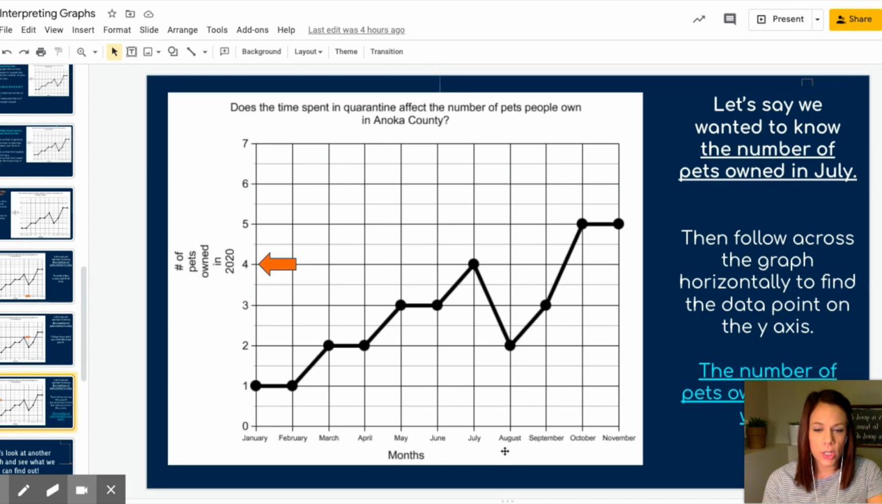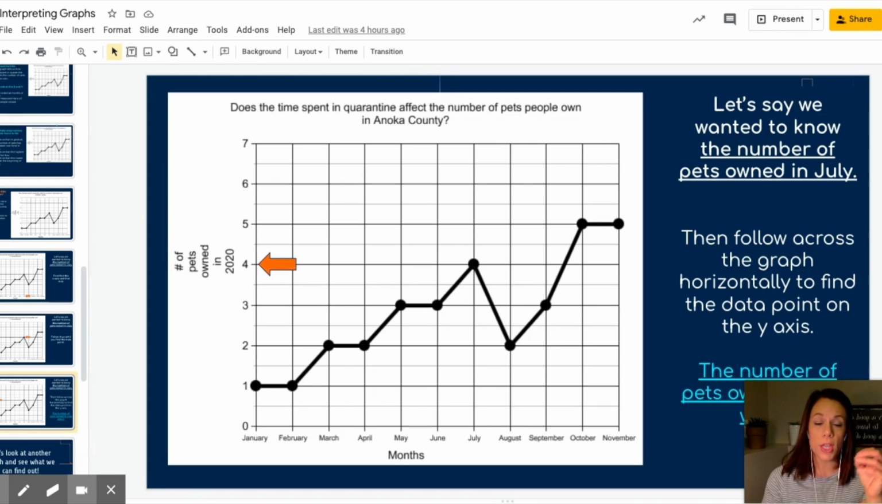Okay, so again, starting on the x-axis, finding July, going up, and then over to get to our number. So what this tells us again is that in July, the average number of pets was 4. Another thing that sometimes questions or teachers will ask about a graph is predictions or inferences.